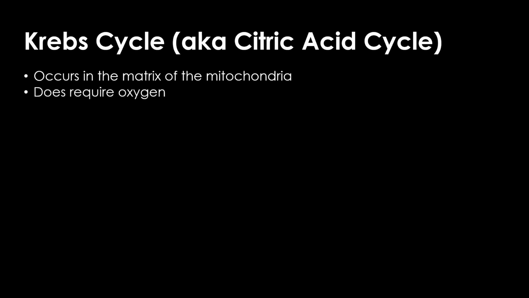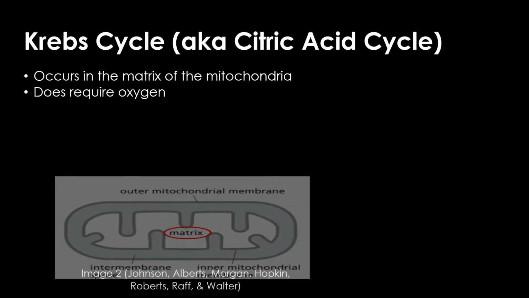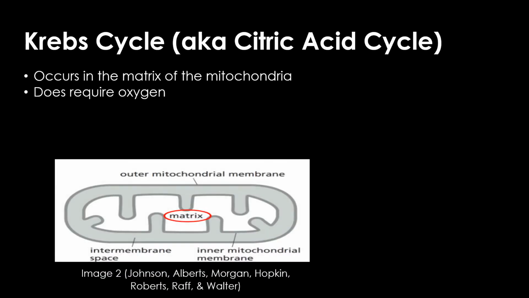The Krebs cycle. The Krebs cycle, also referred to as the citric acid cycle, is the next step of cellular respiration. The process occurs in the matrix of the mitochondria, and it does require oxygen to occur. The mitochondrial matrix is a gel-like material that is in between the inner and outer membrane of the mitochondria, and it can be seen in the image in the bottom corner of the screen. The section of the matrix is circled.